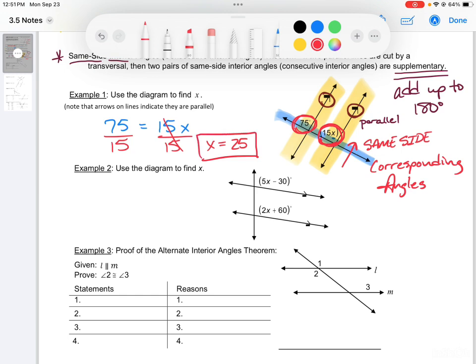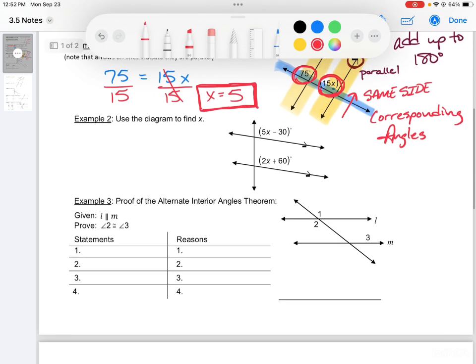Oh, wait, I'm so sorry. X just equals 5. 25 is way too large. Sorry about that. If you ever check yourself, just plug your number back in as x and see what you get. 5 times 15 equals 75. So we know we are good right there. All right, so those were corresponding angles.